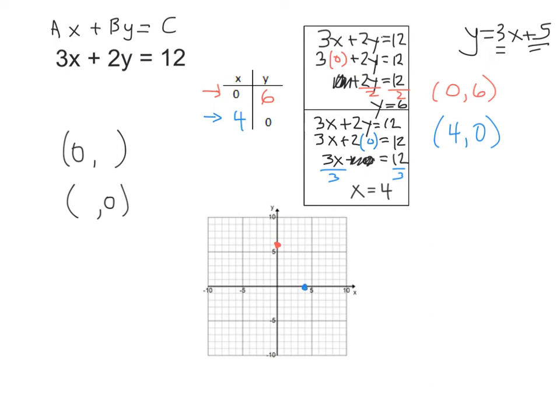If I know both of those points are on this line, I can now draw the line through those 2 points. Again, extend that all the way through and include arrows to show that it goes on infinitely.